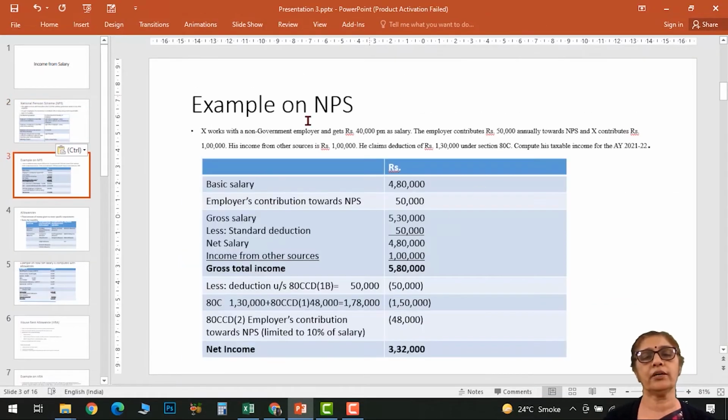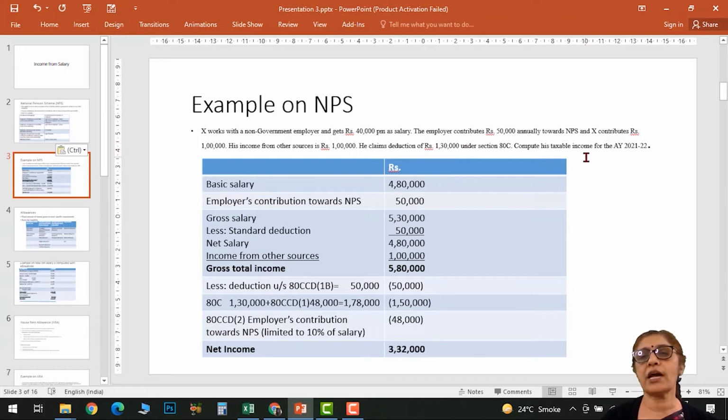So we have an example here so we can understand the computational mechanics of NPS. Say X works with a non-government employer, which means the deduction is limited to 10% on the part of the employer, CCD2. And he gets 40,000 per month as salary. The employer contributes 50,000 annually towards NPS and X contributes 1 lakh. His income from other sources is also 1 lakh and he claims a deduction of 1,30,000 under 80C. 80C cannot exceed 150. He claims 130.